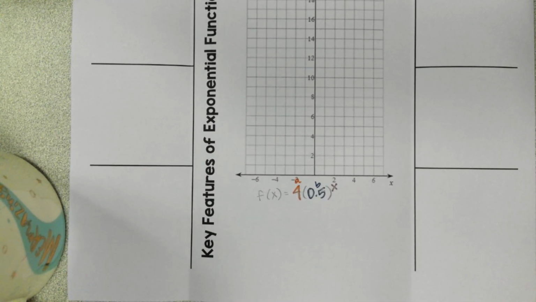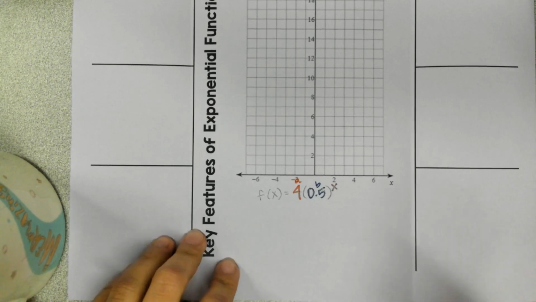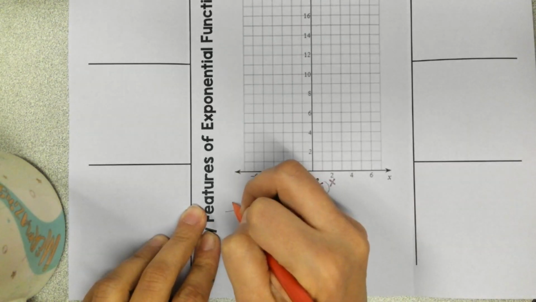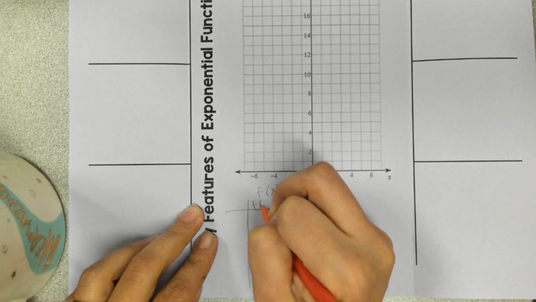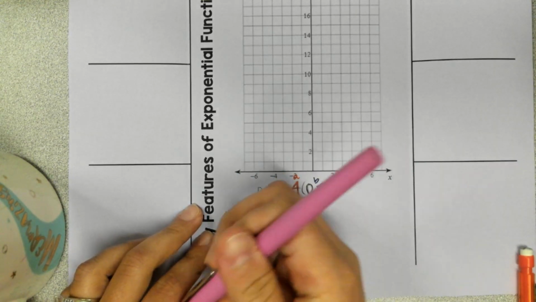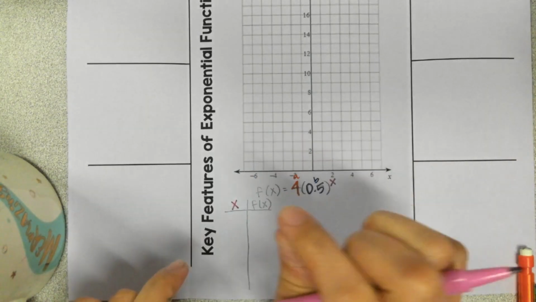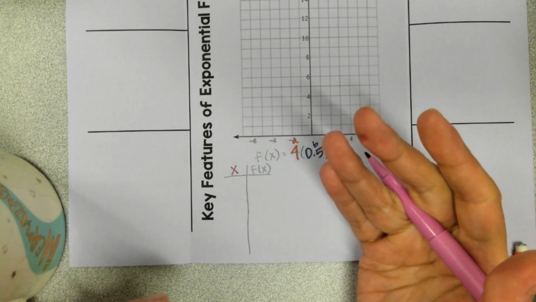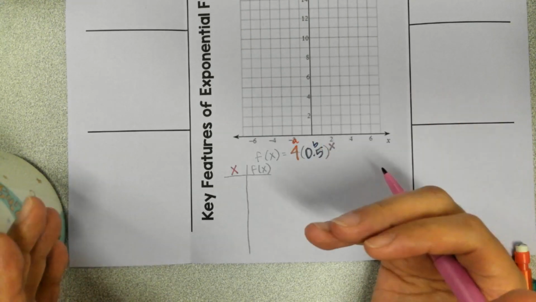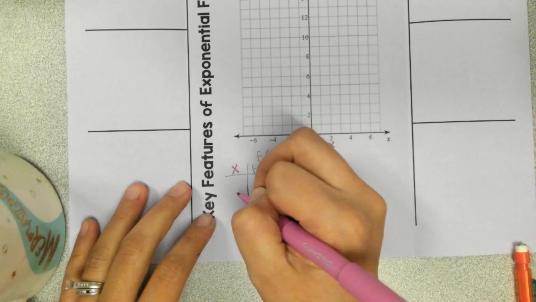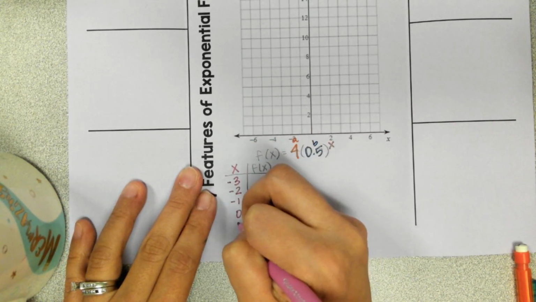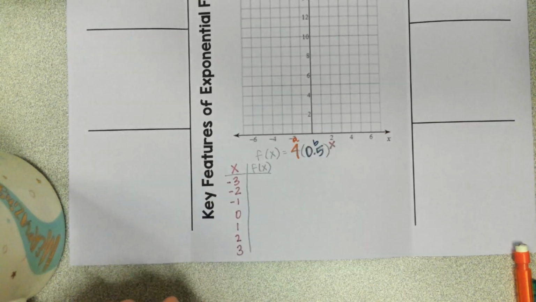So we are going to create a graph by making a table of values using, for the most part, just random numbers for the x values. I'll go ahead and color code this too. A good set of numbers to go with is you want to have some negatives and some positives. You want to start off with small negatives and small positives, so you don't want to get too crazy. So my go-to is -3, -2, -1, 0, 1, 2, and 3.